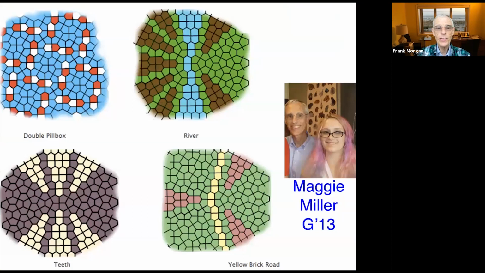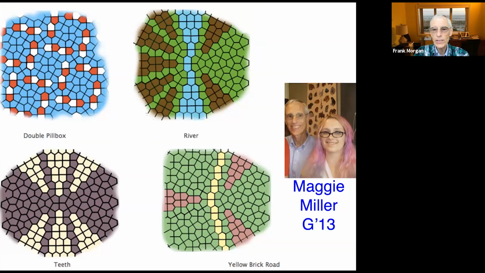The SMALL group in 2013, one of the members there, Maggie Miller, found these four new ones, all interesting. I like the teeth one on the lower left. Maggie, by the way, went to Princeton for graduate school, where she received an award both for teaching and for working with a women's mathematician club that they started there at Princeton. She's now a postdoc at MIT.